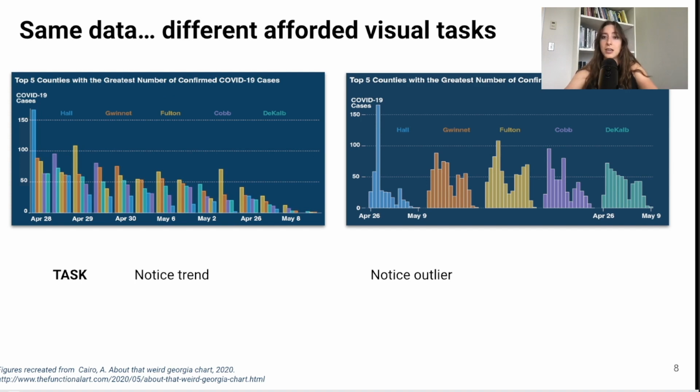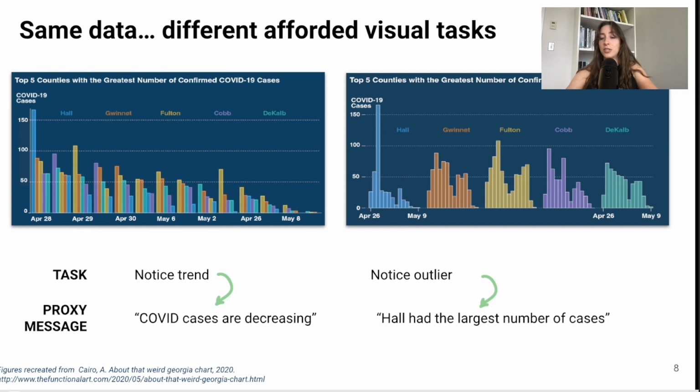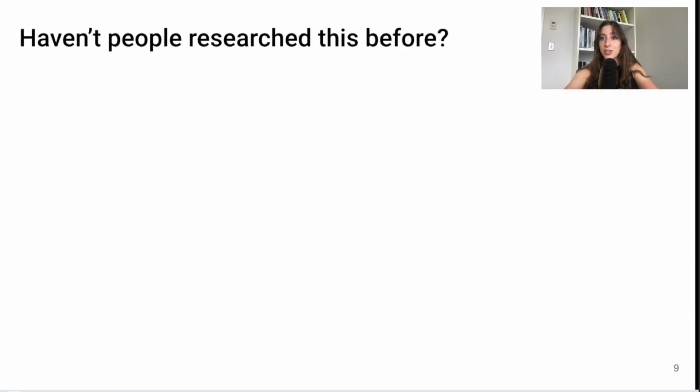In practice, it's a lot easier to understand these tasks through proxy messages. So we might create a proxy message that says, for example, the COVID cases are decreasing, as a way to verbalize the visual task of noticing a trend. A proxy message for noticing the outlier might be Hall had the largest number of cases. So this is what we mean in our title when we discuss afforded messages. By now, hopefully you can understand how afforded messages might be a very important part of visualization.